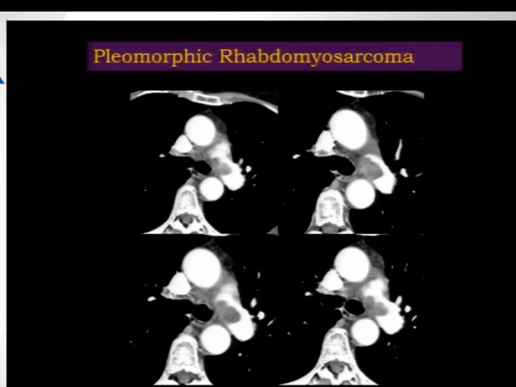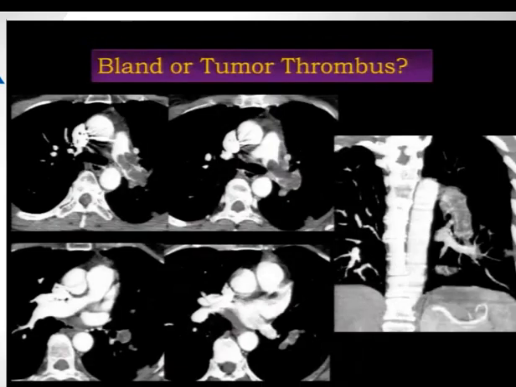This is a patient who presented again with symptoms, and this was quite obvious to us that this was not likely to be a bland thrombus because of the cauliflower appearance of this lesion, and so we accurately called this one to be a thrombus due to a tumor or a sarcoma, and it turned out to be a pleomorphic rhabdomyosarcoma.